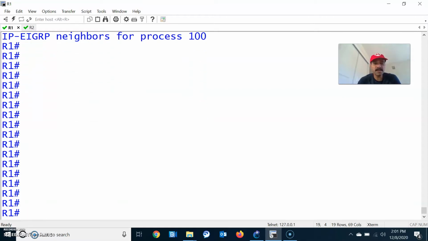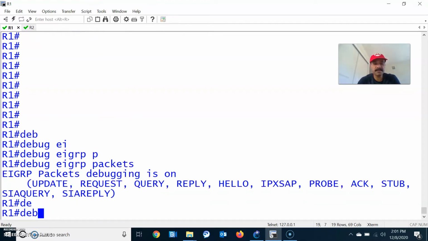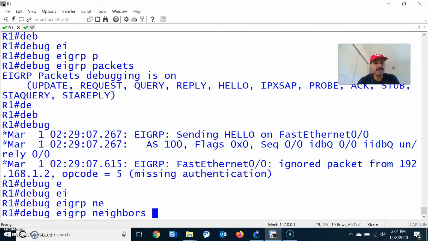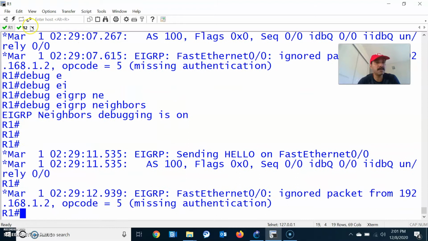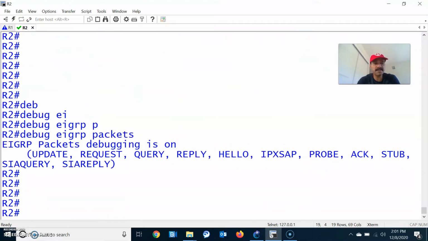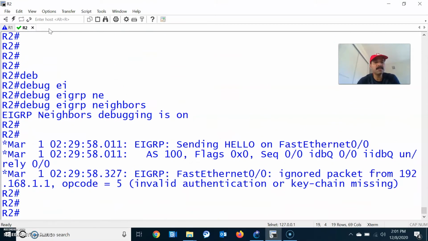So what we can do, let us do a debug. Debug EIGRP packets and debug EIGRP neighbors, right? Both the debugging will be enabled on both the routers R1 and R2. So on R2: debug EIGRP packets, and in a similar way debug EIGRP neighbors, right? So both the things I enabled.